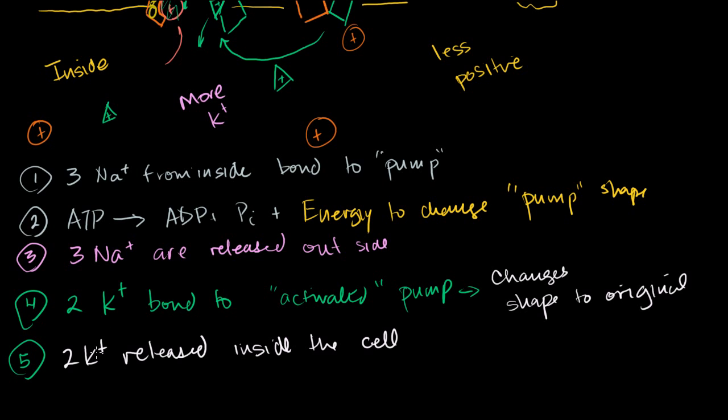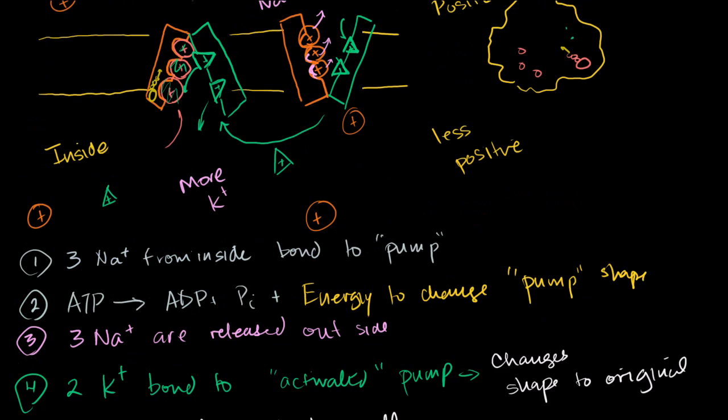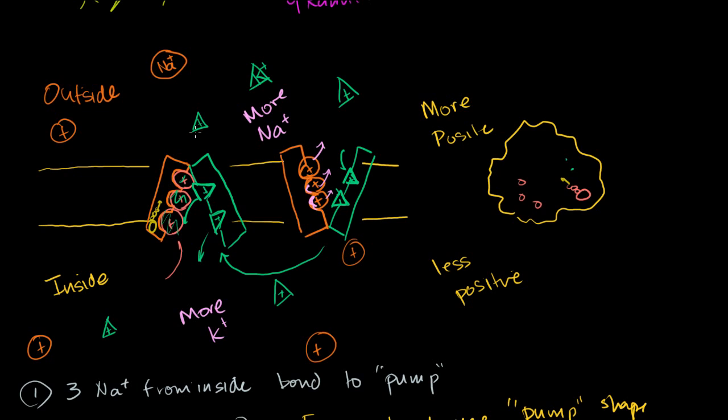Each of them have a +1 charge, but every time we do this, we're adding a net 1 charge to the outside, right? 3 on the outside, 2 to the inside. We have a net +1 to the outside. So we're making the outside more positive, especially relative to the inside. And this is what creates that potential difference.